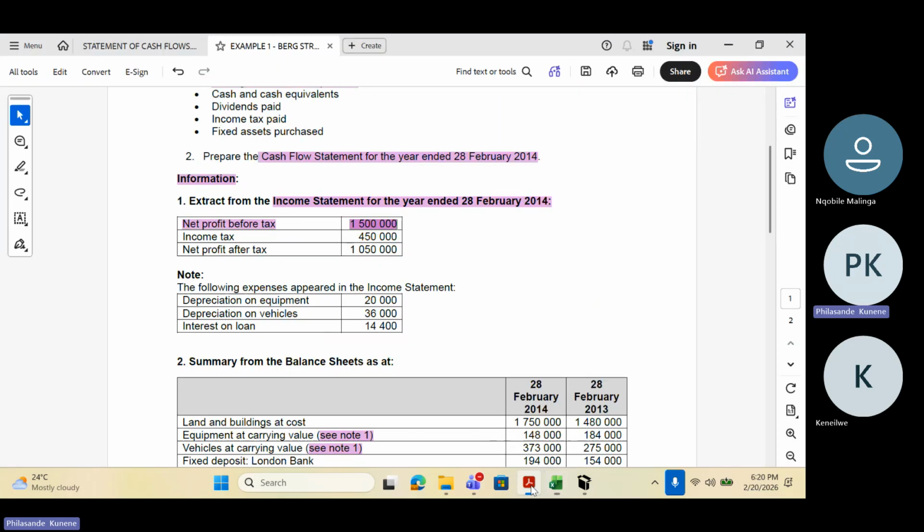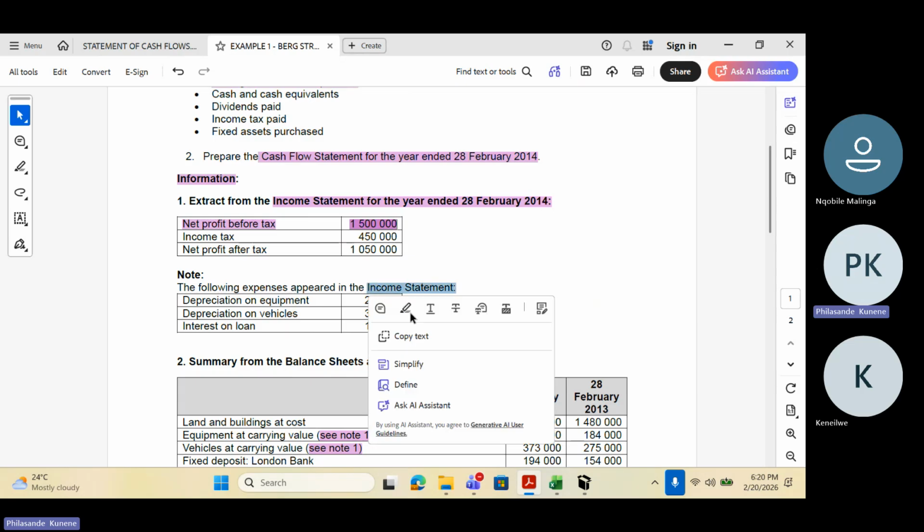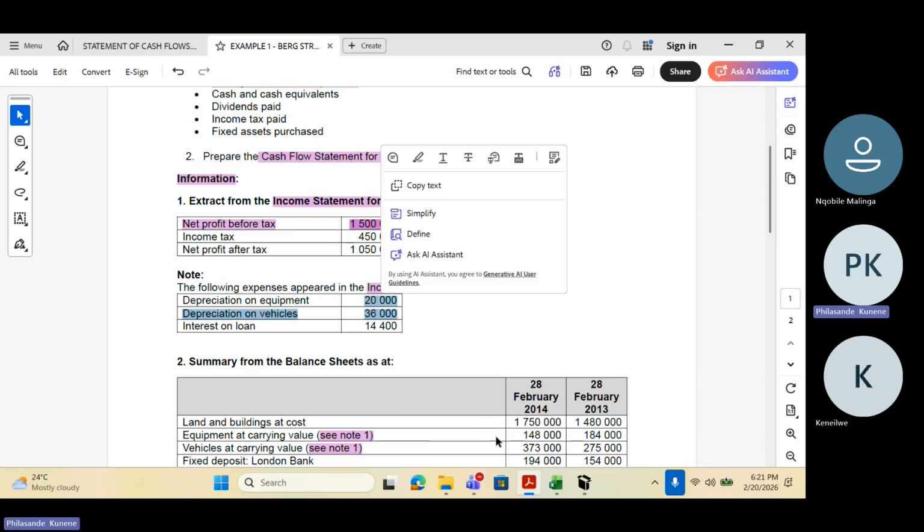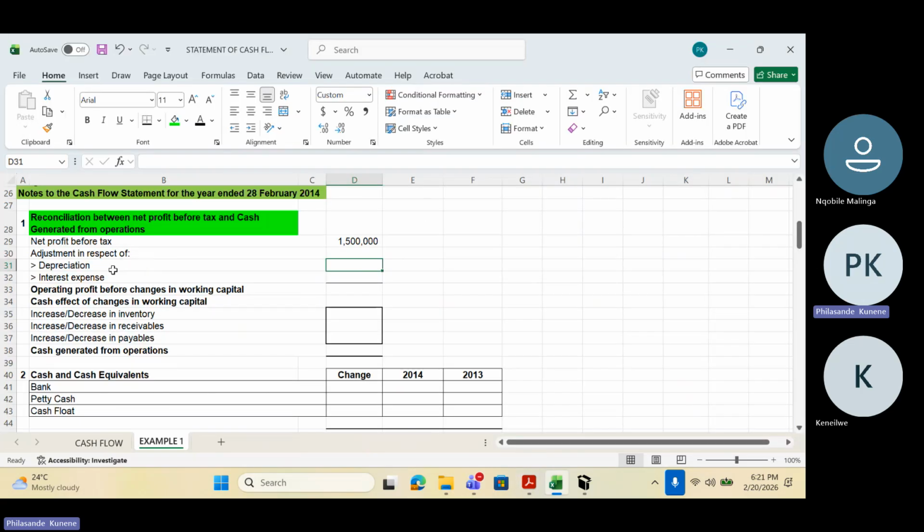So going to my information, they're saying here, the following expenses appeared in the income statement. As you can see here, depreciation on equipment with 20,000, depreciation on vehicles with 36,000, and then interest on loan. So these are the two: 20,000 plus 36,000, they need to be here.